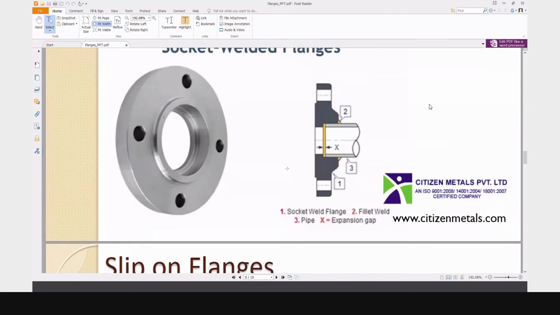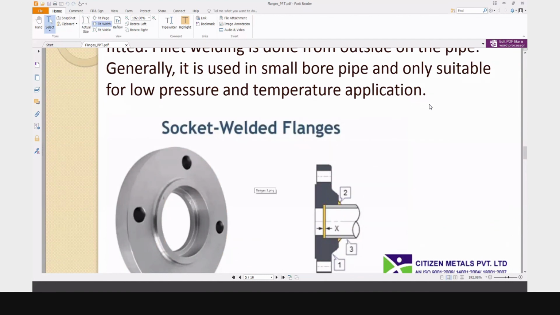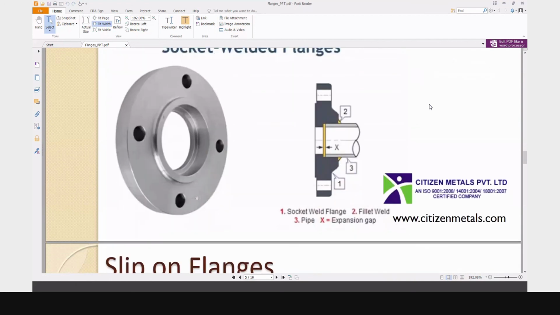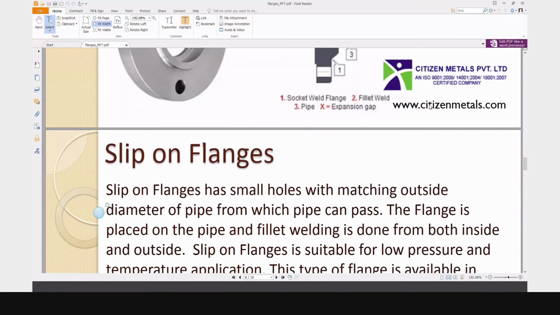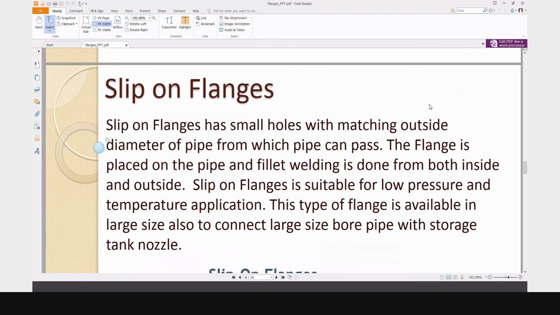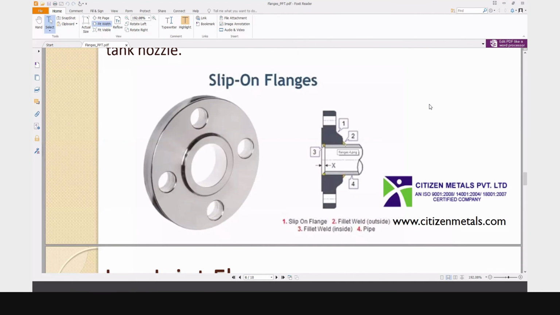But here, in the socket weld, the pipe cannot fully pass. So that is known as the socket weld. This is a socket. Now come to the slip-on flange. The flange is placed on the pipe and fillet welding is done. You see here, welding throughout the outside diameter of the pipe with the flange is done.